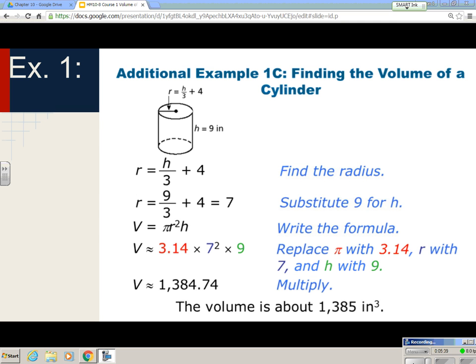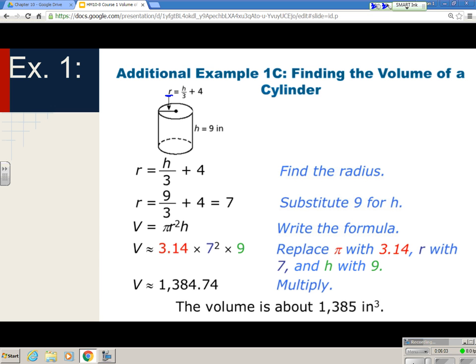All right, here's a tricky one I want to show you just for fun. So here we have our radius, which looks a little weird. We have our height, which is 9. So before we do anything, we're going to have to figure out what that radius is. So it's h over 3 plus 4. So it's trying to trick you, but you got to know what some of these numbers stand for.